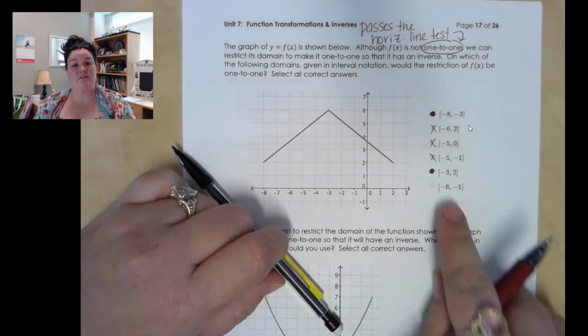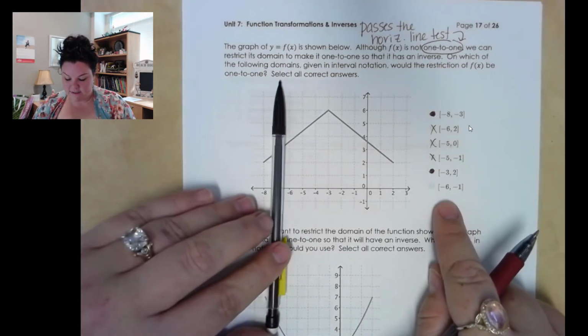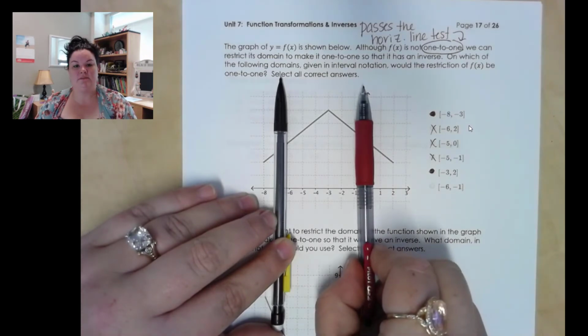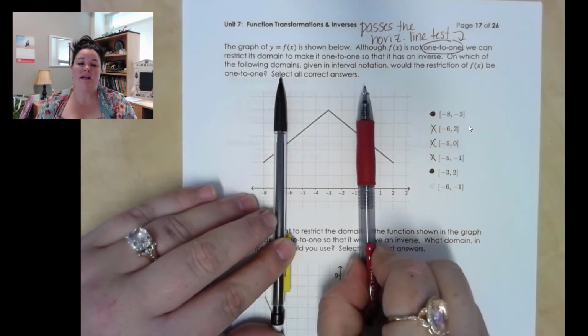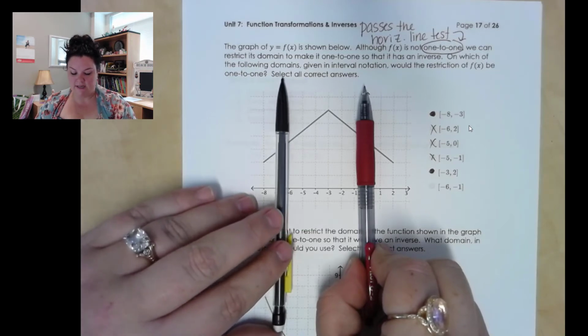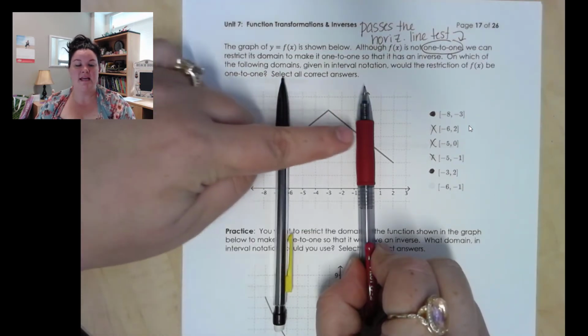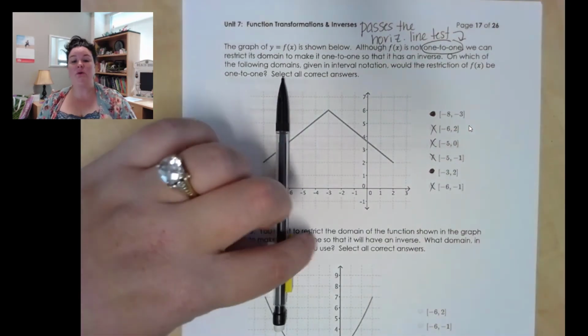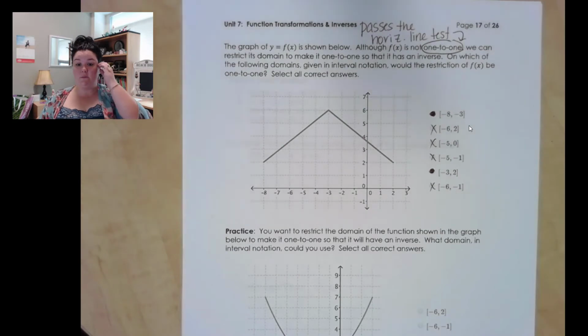And then our last one that they're giving us as an option is from -6 over to -1. And you can see here that from -6 to -1, that's going to include that peak. And so if I draw a horizontal line anywhere in here, right, it's going to hit it twice. So that means it's not going to be one-to-one. So we only have 2 intervals here that were given to us that would create a one-to-one function.